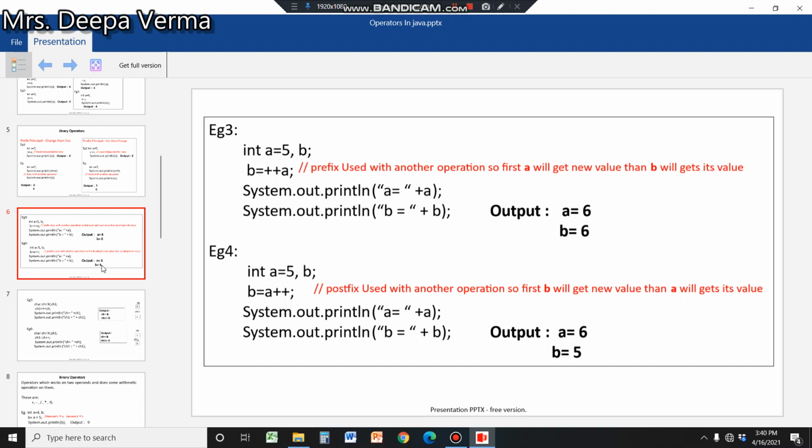Some more examples you can see to understand. Int a is equal to 5 and then b, b is equal to plus plus a. Plus plus a, what happened? Prefix. Pre means before.